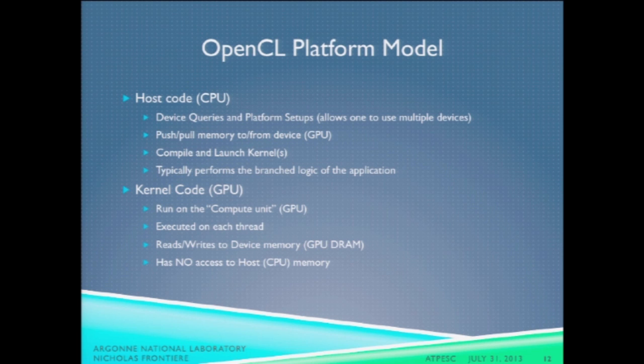I'm going to code this host code. I'm going to code the kernel that will be launched on the device. The host code's properties are basically, it needs to be able to query which devices it's on to determine which kernels to launch. It needs to do the push and pull to the device. It needs to be able to tell the device, do this problem, and here's the memory you need to do it. And it typically performs all of the complex logic of your application.